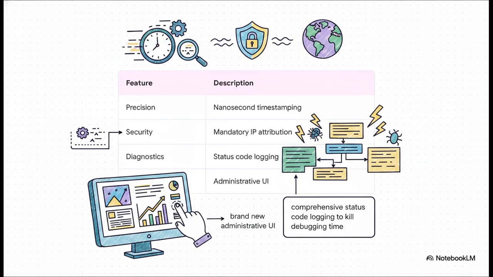Under precision, we have got that mind-blowing nanosecond-level timestamping. For security, there is mandatory IP attribution for every request. On the diagnostics front, comprehensive status code logging to absolutely kill debugging time. And finally, analytics, featuring a brand new administrative UI to visualize all your traffic and latency trends. Literally every layer of back-end observability has been drastically leveled up here.